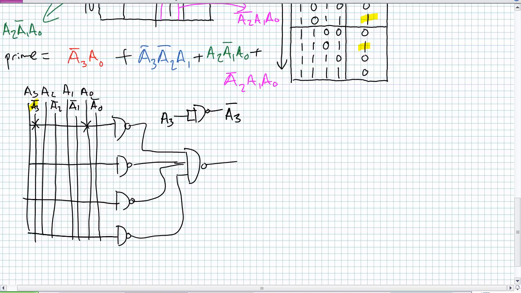The second NAND gate gets not A3, not A2, A1. The third NAND gate is A2, not A1, A0. The fourth NAND gate is not A2, A1, A0. It's the simplest representation you can possibly come up with using an SOP expression.